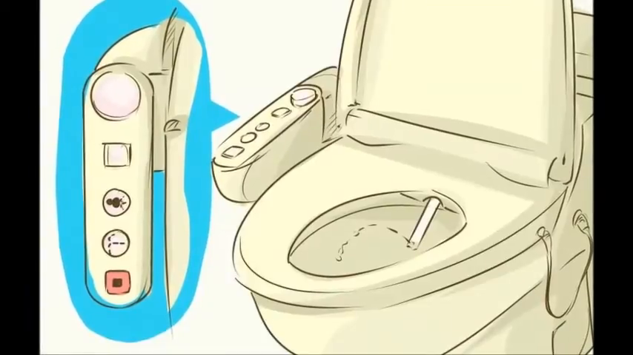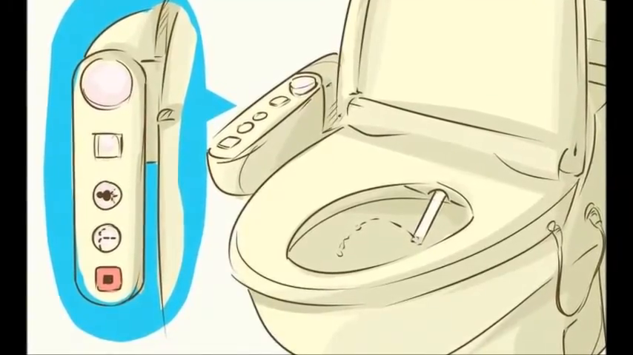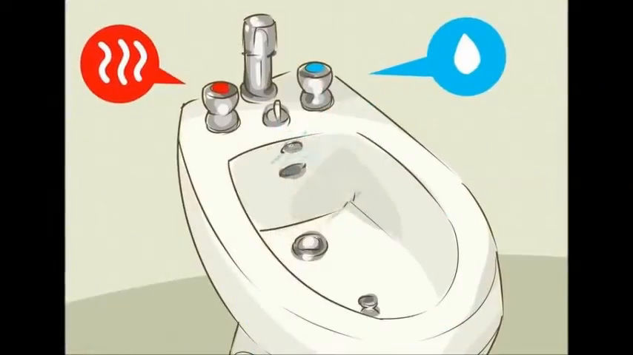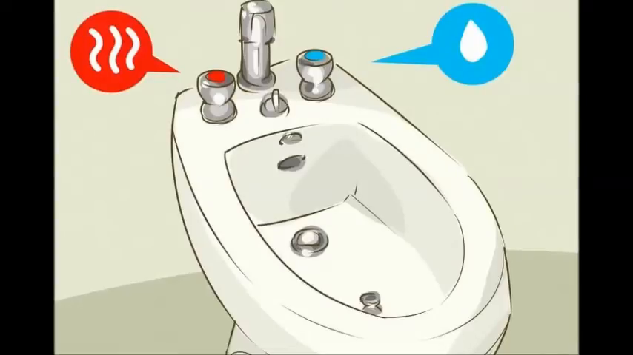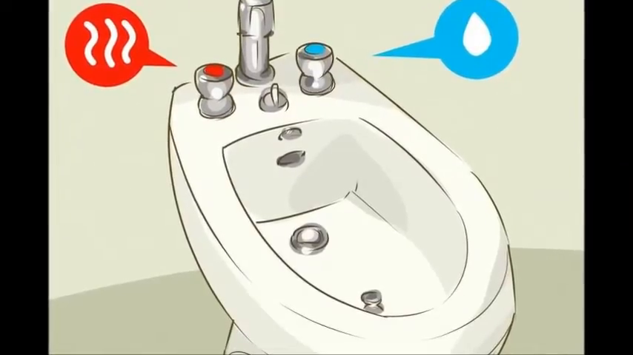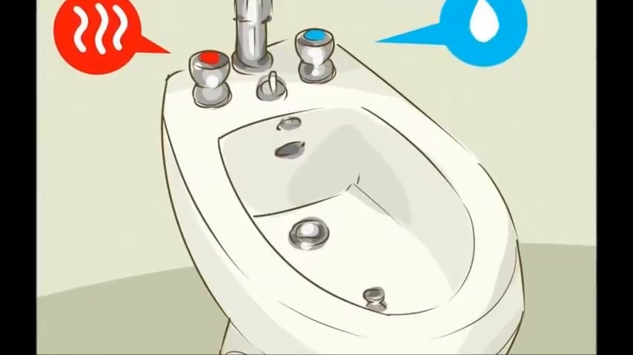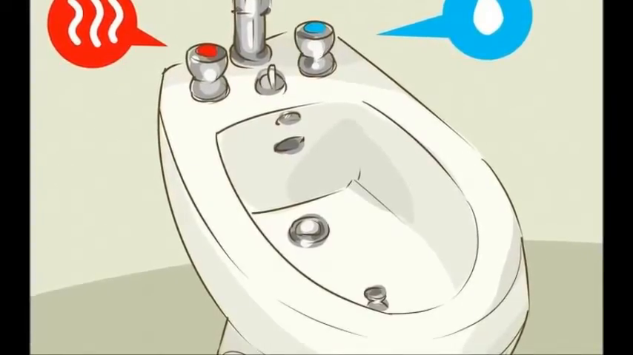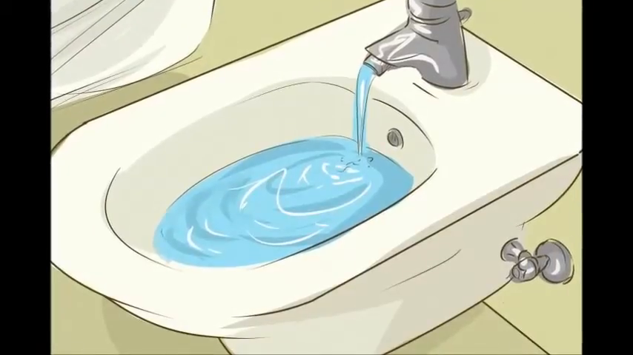Look for the wash button on the bidet's remote control, which is usually mounted on the wall next to the toilet. You may also find the button on the toilet itself. A nozzle will appear beneath you and rinse your nether regions with a stream of water. 4. When you're done, simply press the stop button. The nozzle will rinse itself off and retract back into the seat.